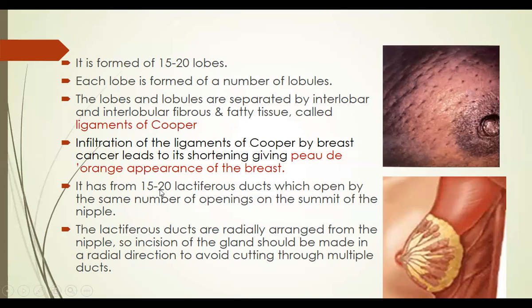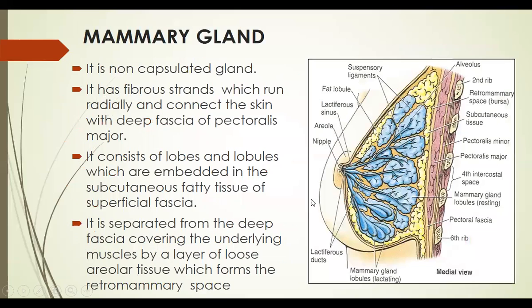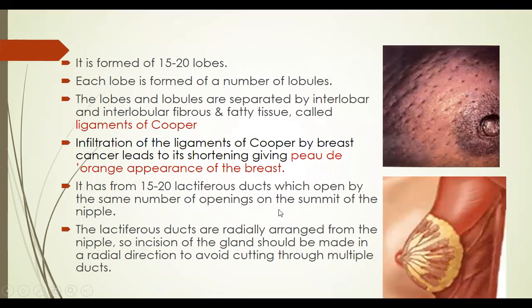Okay. It has from 15 to 20 lactiferous ducts which open in the same number of openings on the summit of the nipple. If you see here, all these lobes are opening through each duct, and there are 15 to 20 lobes, so there are 15 to 20 lactiferous ducts. Before opening they become broad, which is called the lactiferous sinus, and they finally open separately.